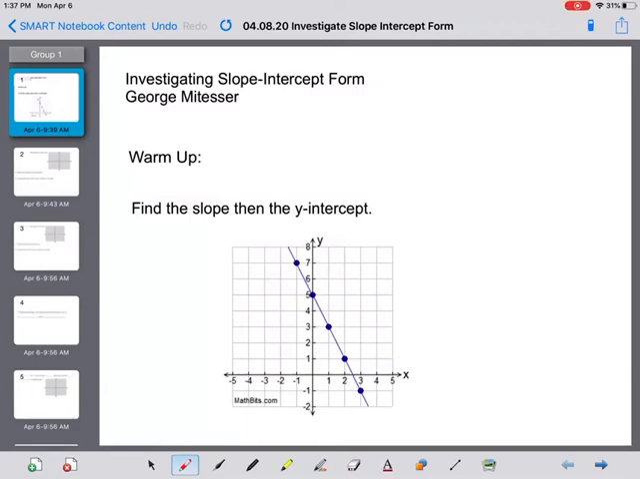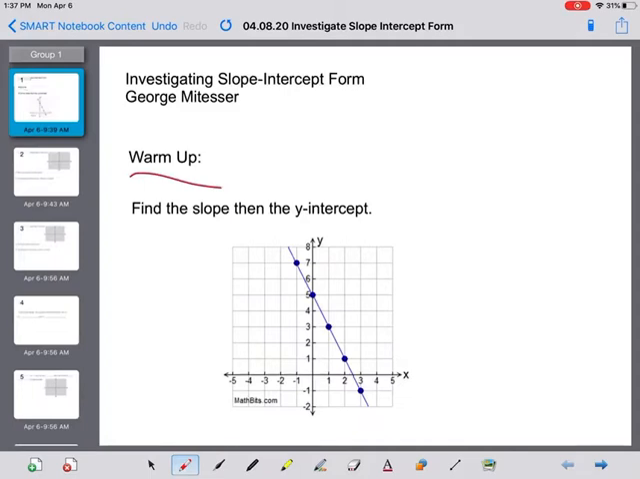Hello class. Today you're going to investigate slope-intercept form. You are going to find a way to graph lines that's quicker than making a table of values. So you can still make a table of values. This will give you a quicker method. So let's start with a warm-up.